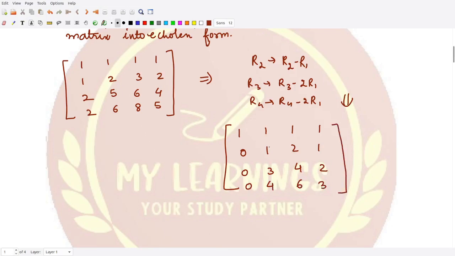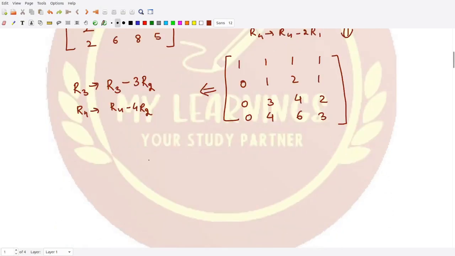Now, this element is already 1, so no need to perform anything. We have to make this element and this element equal to 0. So how can we do that? On row 3 and row 4 we have to apply operations to make them equal to 0. So on R3 we'll apply R3 minus 3 times R2, and on R4 we'll apply R4 minus 4 times not R1 but R2. We are making use of this element and not this element.